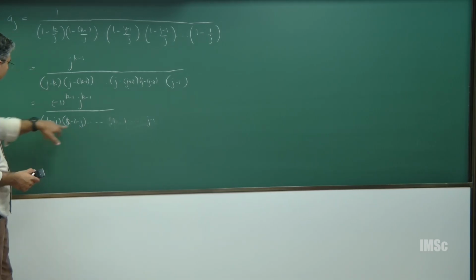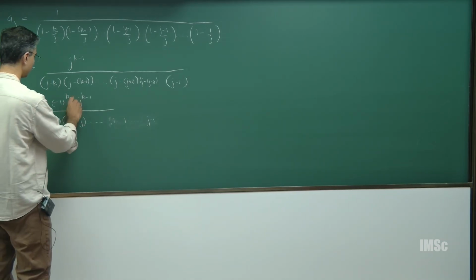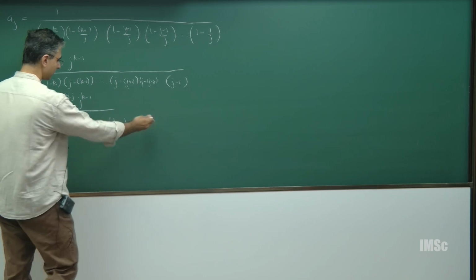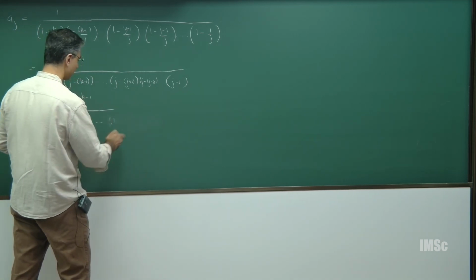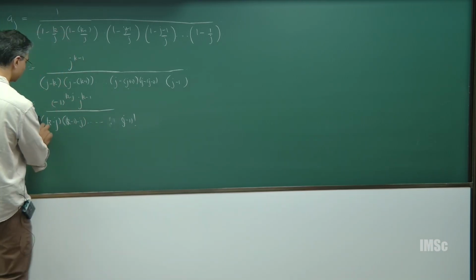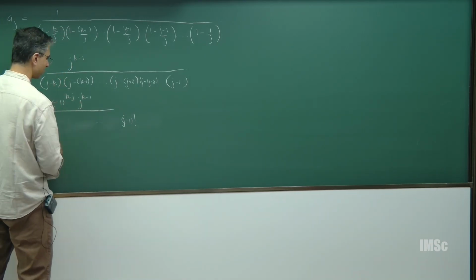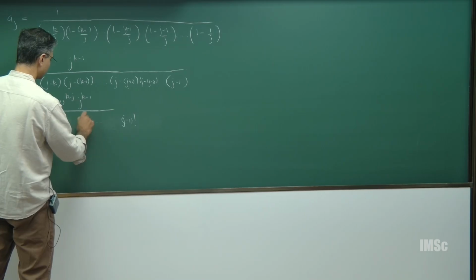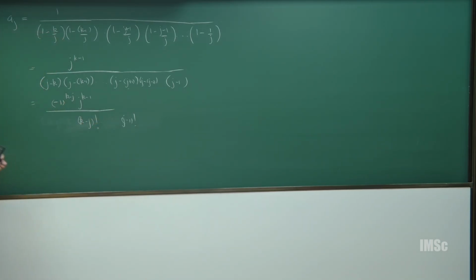So, we should only pull out the first k minus j here, I think, and this is j factorial, j minus 1 factorial, and this is k minus j factorial. Is this correct? Does this look correct?